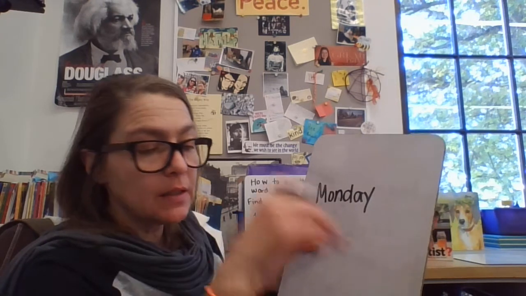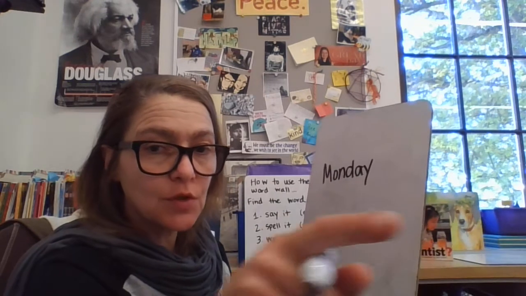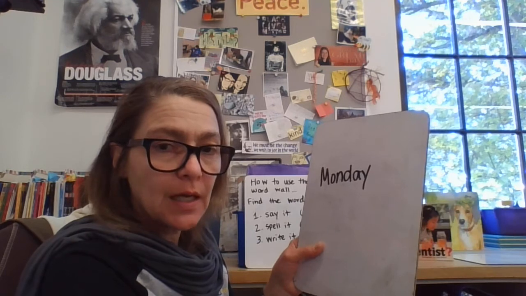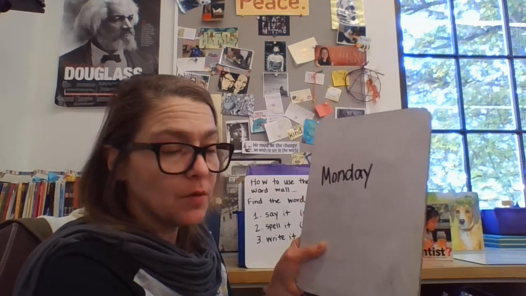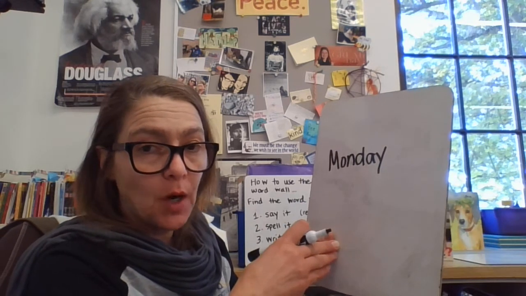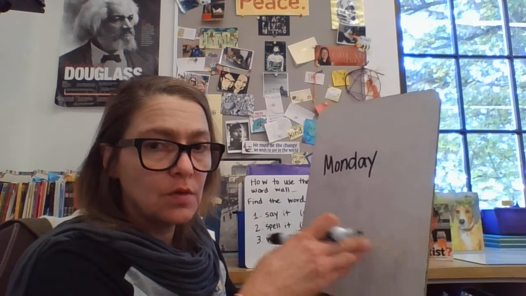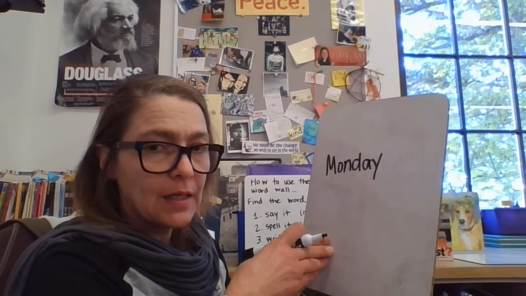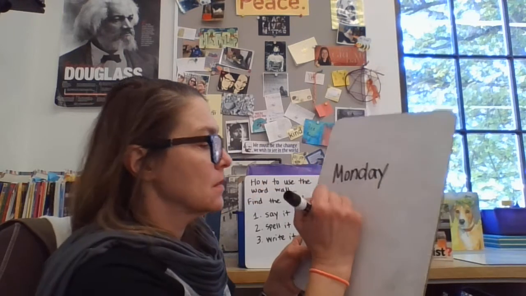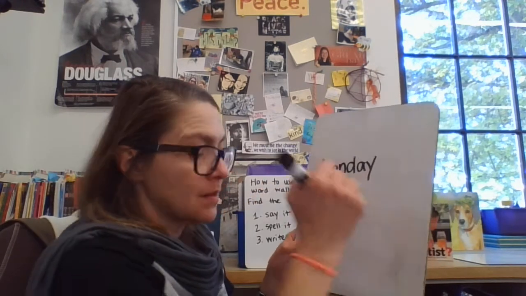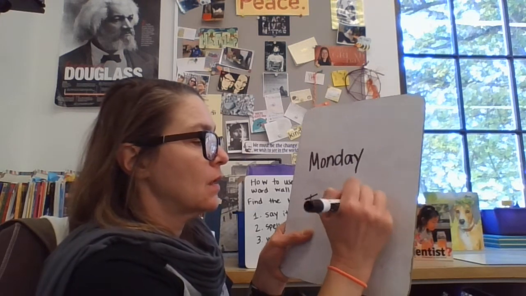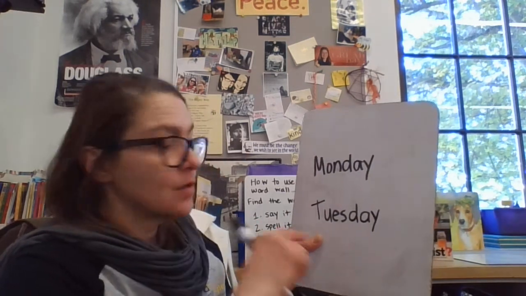All right? Let's do it with Tuesday. Ready? Get ready. Tuesday. T column. Find the word Tuesday. It's two syllables. So we're going to spell it in two parts. Tuesday. Tues. T-U-E-S. T-U-E-S. Day. D-A-Y. D-A-Y. And there we have Tuesday.